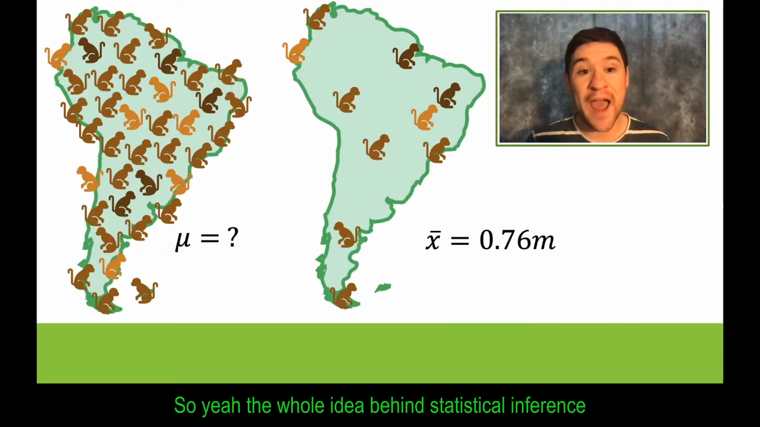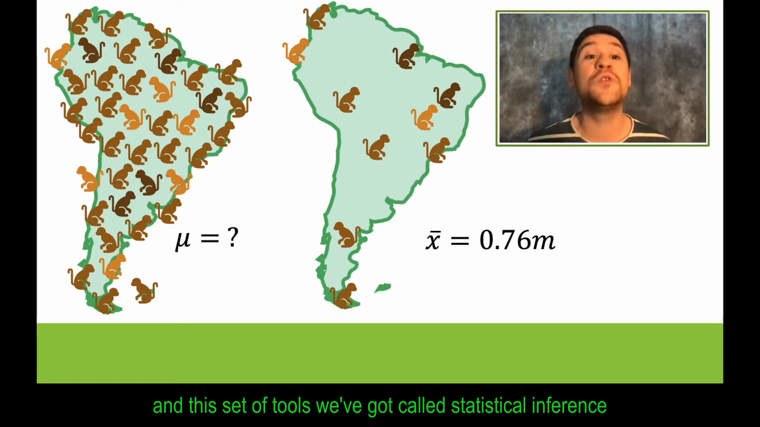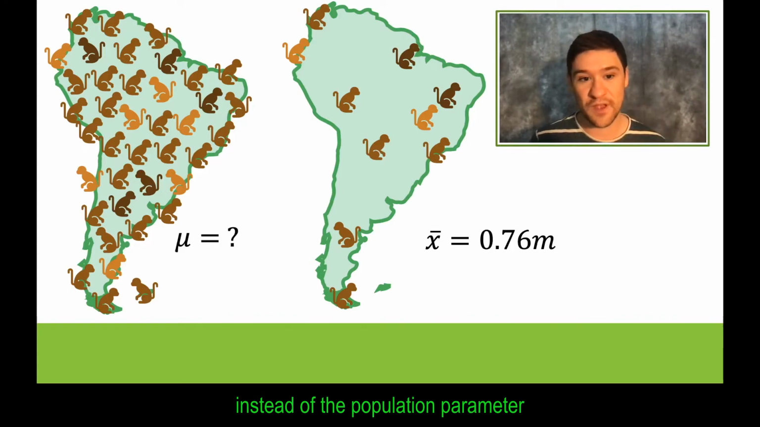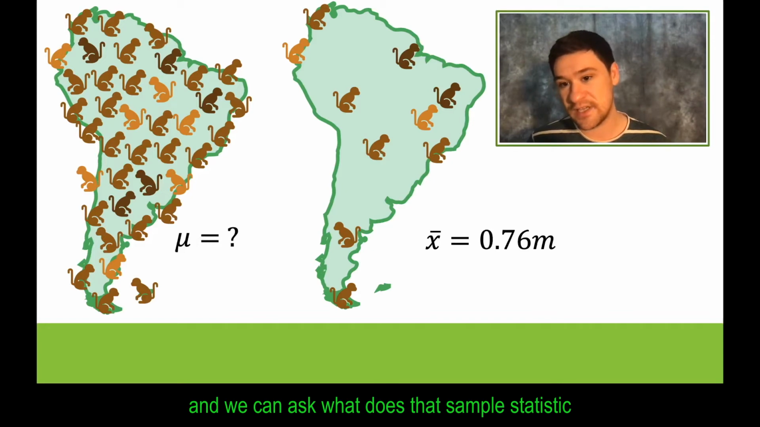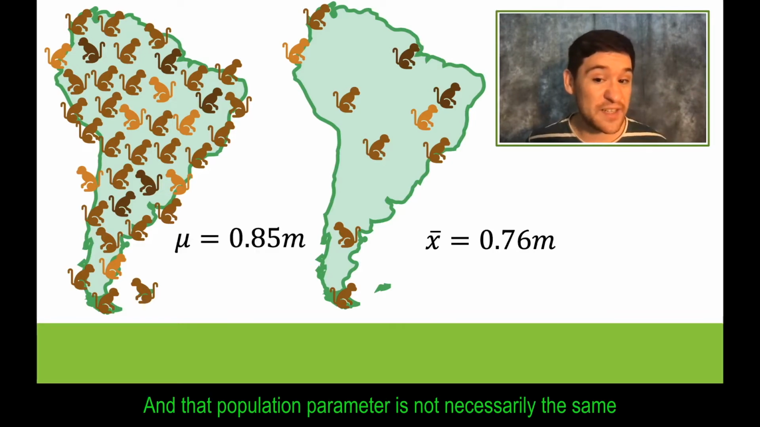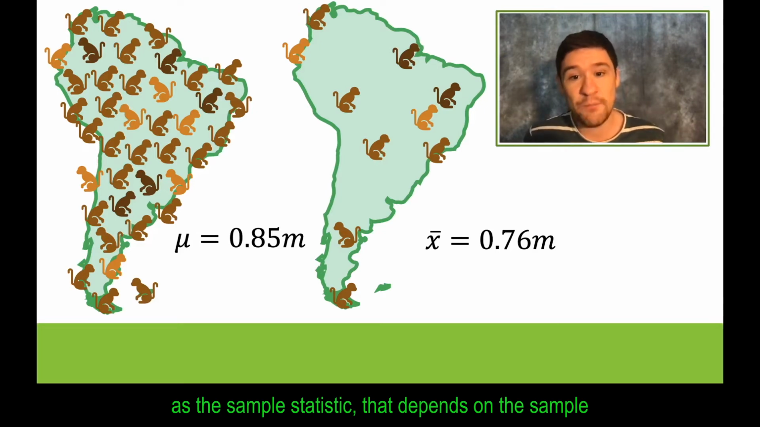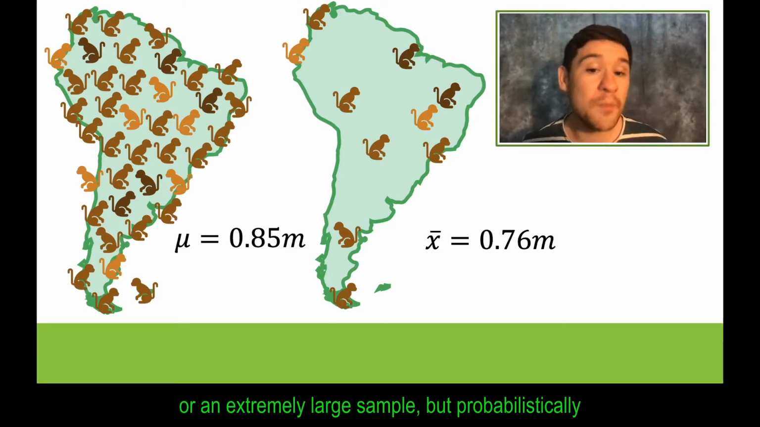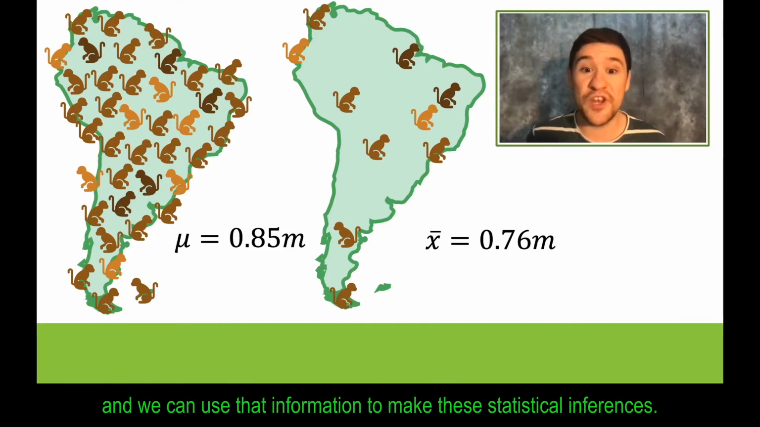So the whole idea behind statistical inference is that we can take a sample statistic instead of the population parameter, and we can ask, what does that sample statistic tell us about the population parameter, that thing that we can't measure? And that population parameter is not necessarily the same as the sample statistic. That depends on the sample you took. You could have taken an extremely small sample or an extremely large sample. But probabilistically, that is going to be unlikely, and we can use that information to make these statistical inferences.